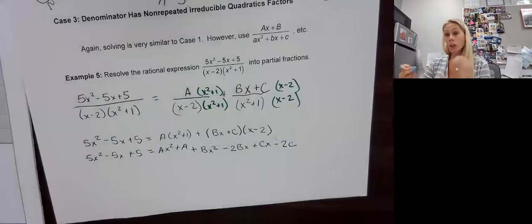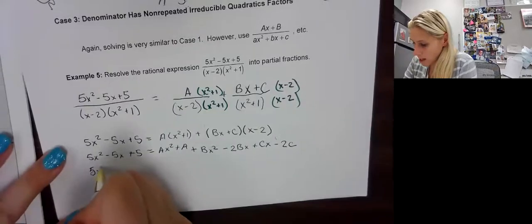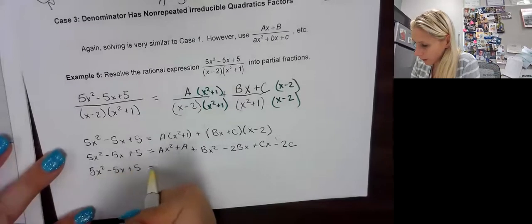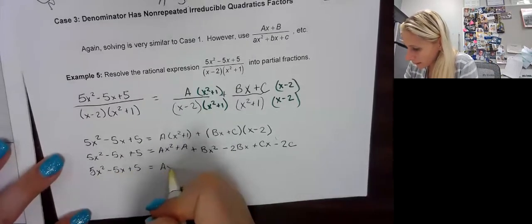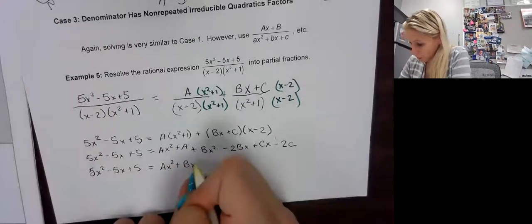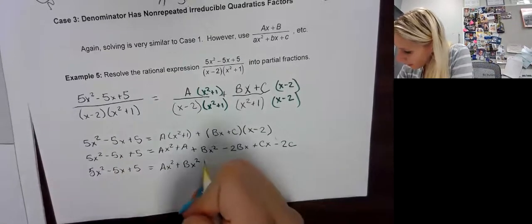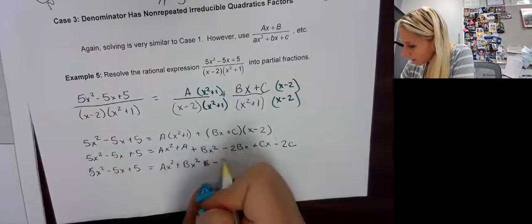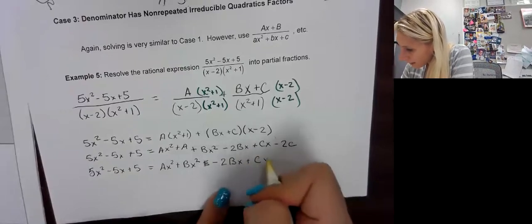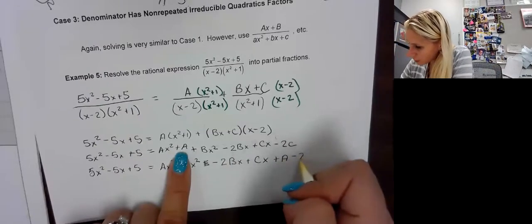I'm going to put all my like terms close by each other. 5x squared minus 5x plus 5 equals. So we have an ax squared plus bx squared, sorry. We're going to put all of our x's together. So, yeah, we'll do minus 2bx plus cx, and put our constants together, which is a minus 2c.